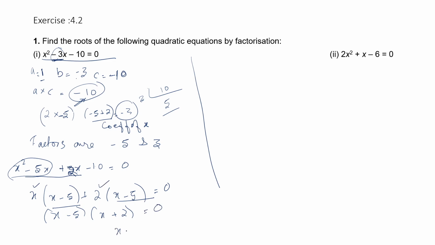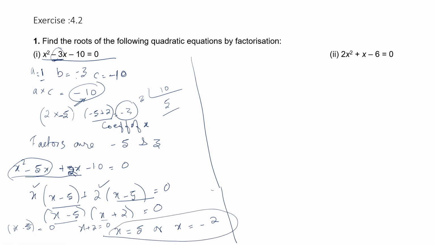Okay, so x is equal to 5 or x is equal to minus 2. This is because either this term is 0 or this term is 0. So I can equate this term to 0 and get x value 5, and I can equate this term as 0 and get x value as minus 2. So x is equal to 5 and x is equal to minus 2 is the solution for this one. Okay. So next question is, let me check the answer.